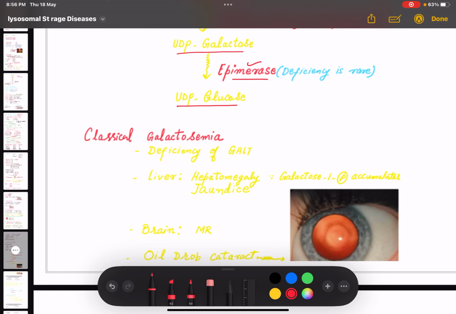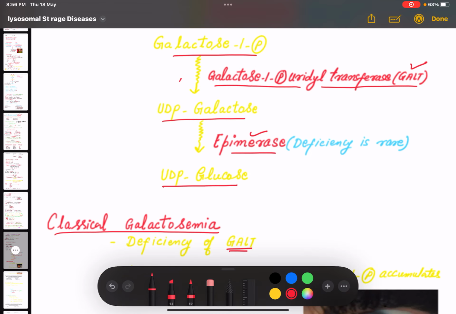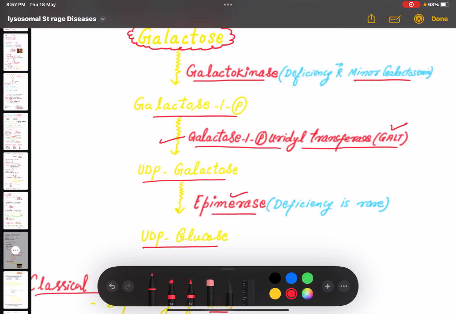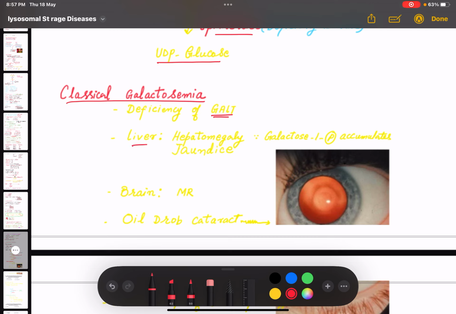Now let's see a very important disease known as classical galactosemia, or galactosemia. This galactosemia is due to deficiency of this enzyme GALT, galactose 1-phosphate uridyl transferase. Now what is going to happen, guys? If this enzyme is deficient, galactose 1-phosphate is not going to be converted into UDP galactose. It means galactose 1-phosphate is going to accumulate at various sites. It can accumulate inside the liver, and the patient will have hepatomegaly and jaundice due to accumulation of galactose 1-phosphate.